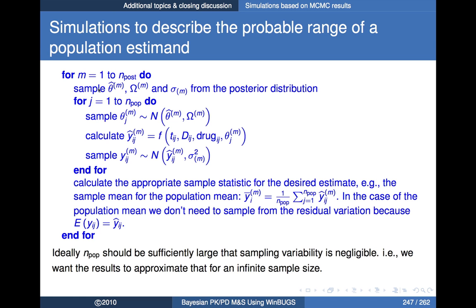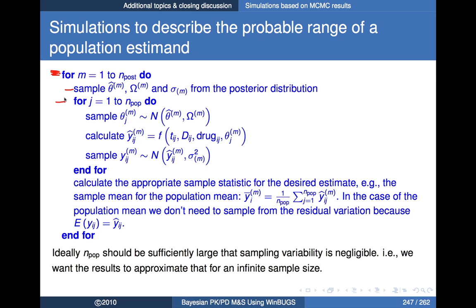Okay, and we've got our population model, so we've got our inter-individual variability as part of this. So our outer loop here is we're going to sample again from our posterior samples for our various parameters. So here we've got our theta hats, our omega, and our sigma. For each loop, I'm going to grab a row from our posterior matrix, and then for each one of those I've got another loop in here.